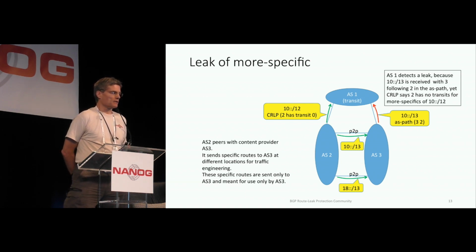But now AS3 leaks one or both of those more specifics to the internet again. Now with the covering route leak protection, AS1 can detect that there should be no transits for any more specifics of 10.0.0.0/12.